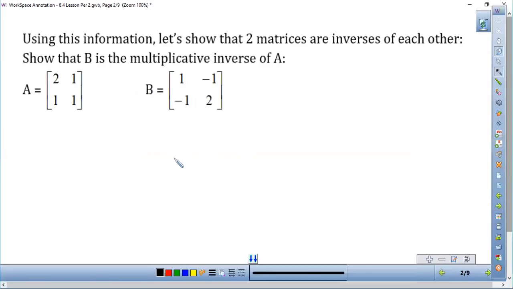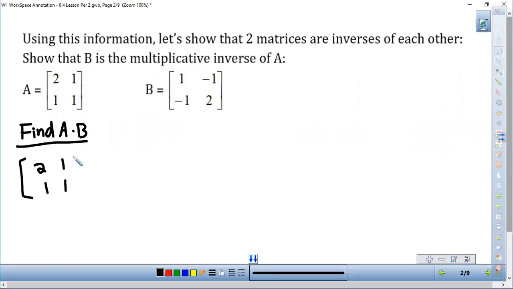Okay, using this information, let's show that two matrices are inverses of each other. We are going to show that matrix B is the multiplicative inverse of matrix A. The way we'll do that is by multiplying A times B and then multiplying B times A, and both times we're going to show that it's equal to the identity matrix. So let's find A times B first. I'm going to recopy A and B side by side, and we'll put matrix A in front.